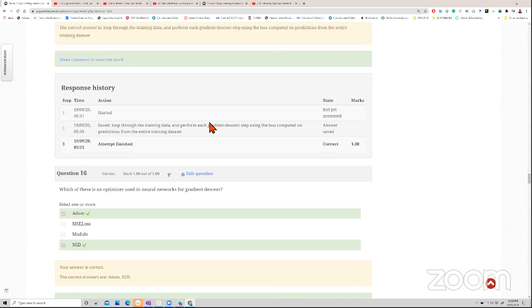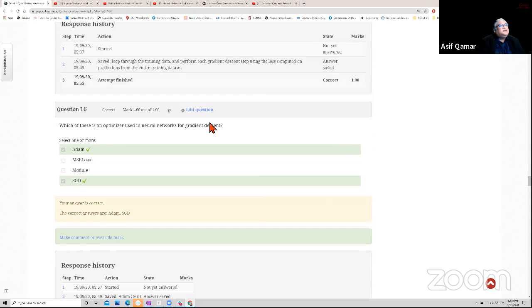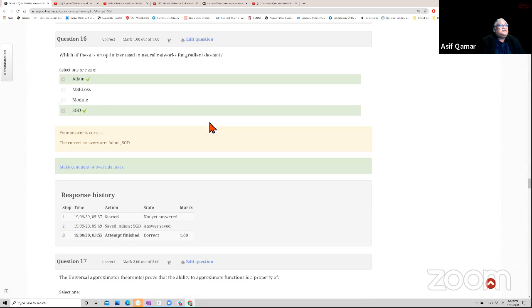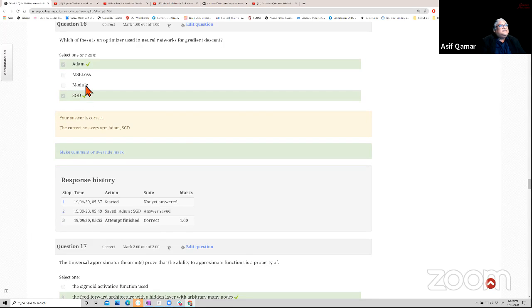Which of these is an optimizer used in neural networks for gradient descent? Yes, Adam and SGD. These two, I just put in for confusion. This is a loss calculator. MSE quantifies loss. It will not do the optimization for you. It will just tell you this is the loss.